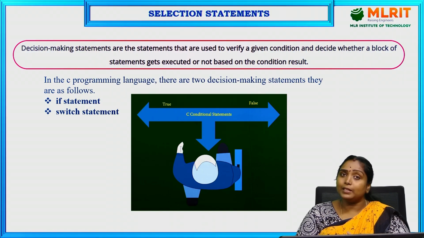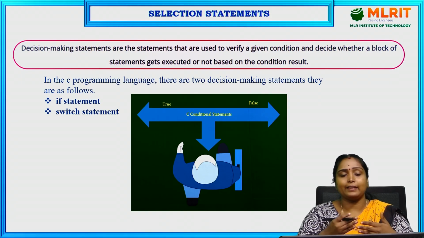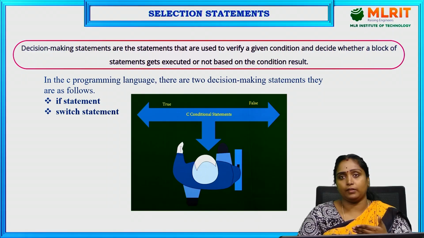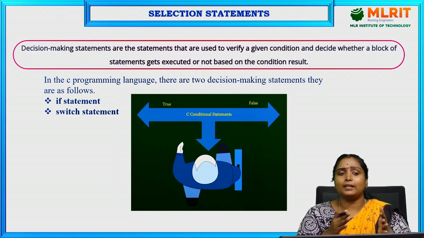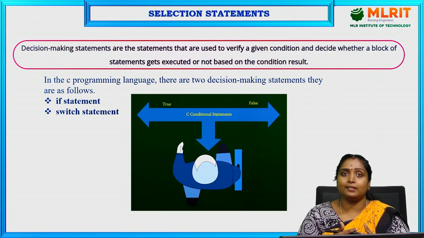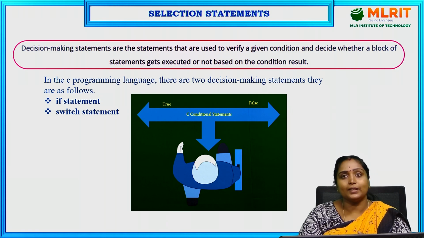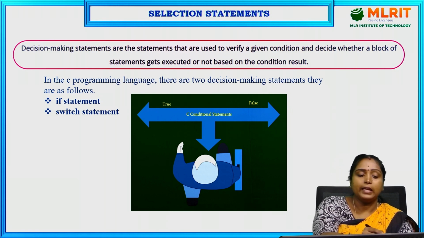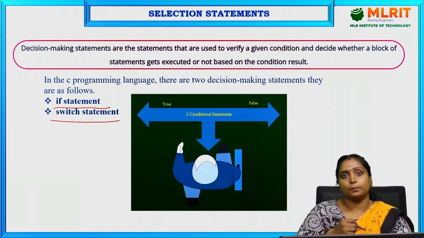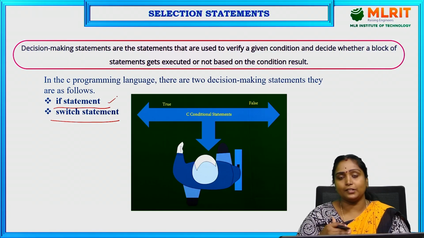Similarly, in C programming also, sometimes you might get situations where the flow of execution is not in a sequence. Sometimes you might want to take a decision somewhere. In such cases, we use these decision statements. In C programming, we have 2 decision making statements, which are the if statement and the switch statement. In this session, we are going to see the if statements.